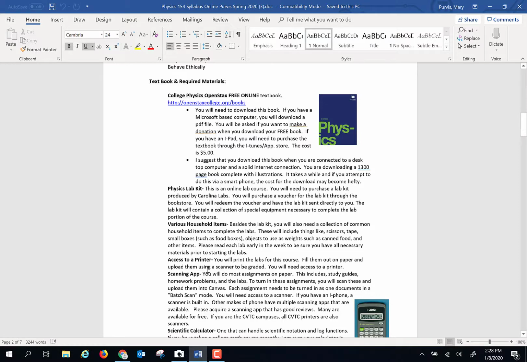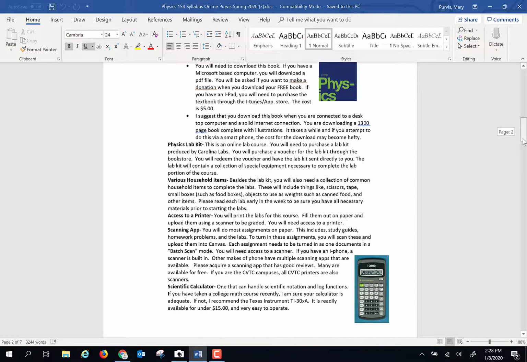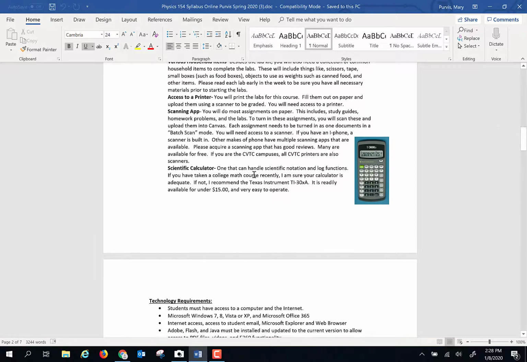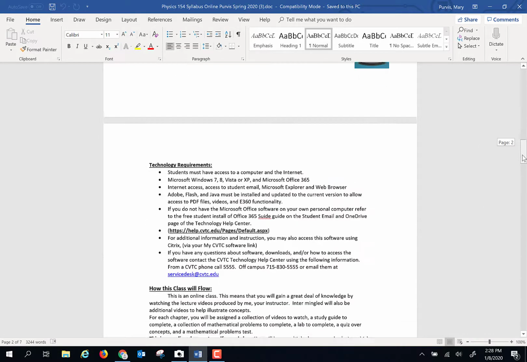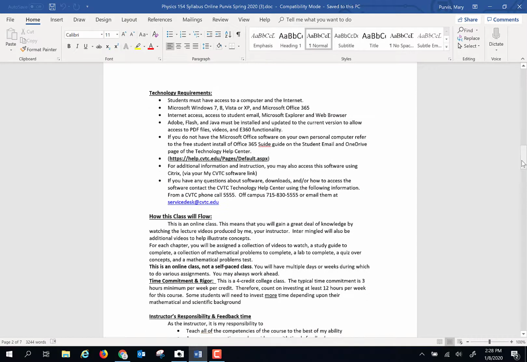We talked about the fact that you are going to periodically need to print and a scanner app of some sort, unless your phone is preloaded with a scanner. Scientific calculator is a must. You have to have something that can handle scientific notation and big numbers and sine and cosine and trigonometry functions. Technology requirements, you have to have access to Microsoft Office.